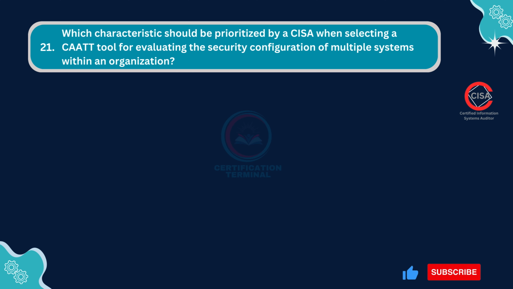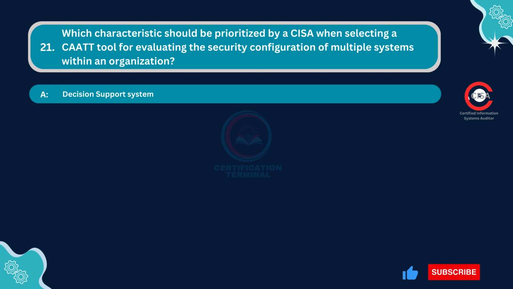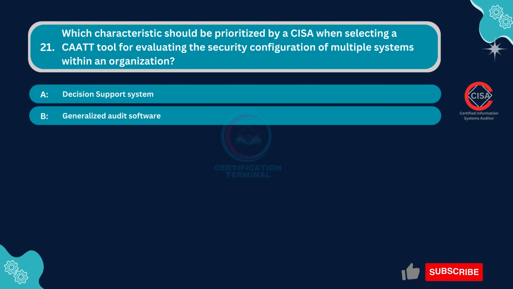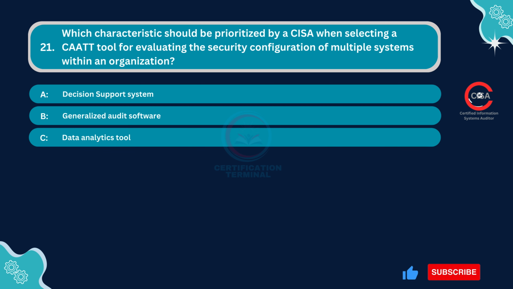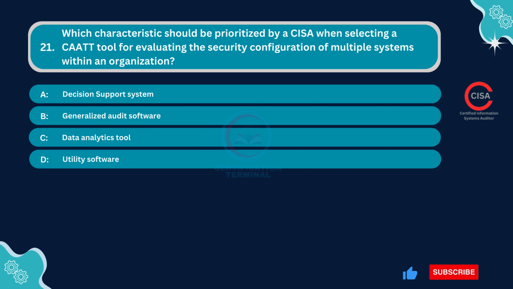Question number 21. Which characteristic should be prioritized by a CISA when selecting a CAT tool for evaluating the security configuration of multiple systems within an organization? Option A, Decision Support System. Option B, Generalized Audit Software. Option C, Data Analytics Tool. Option D, Utility Software. The correct answer is Option B, Generalized Audit Software.